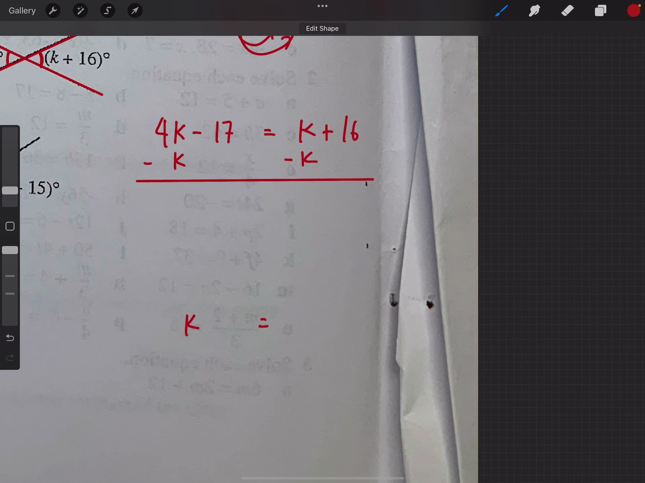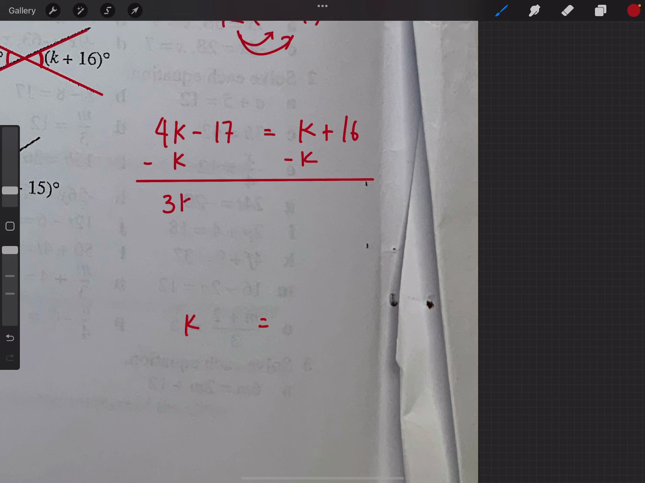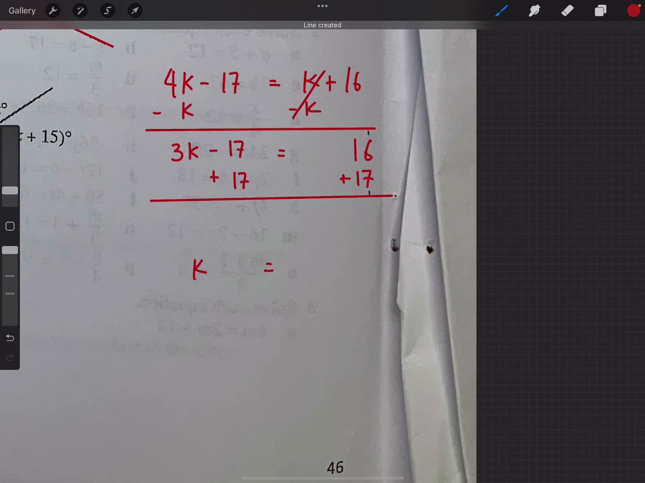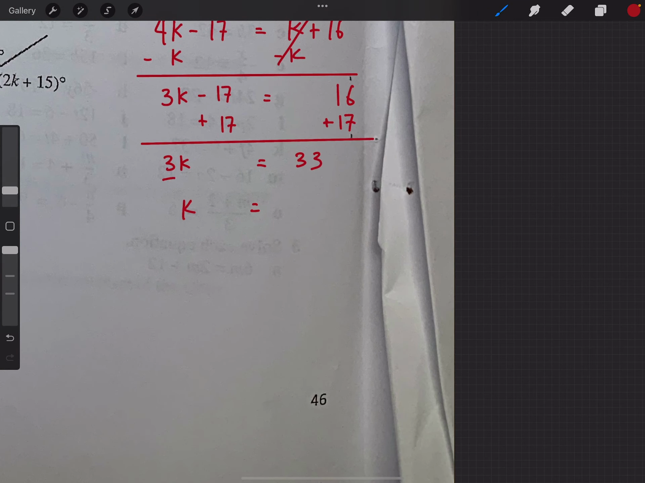So what do we get? 4k minus k will give you 3k. 3k minus 17 is equal to 16. This one disappears. Now let's add the 17. I don't like the 17 hanging on the left hand side there. So add 17 to both sides. And you will get 3k is equal to 33. So now we just have to divide both sides by 3. And you're going to get k is equal to 11. There's your answer there.